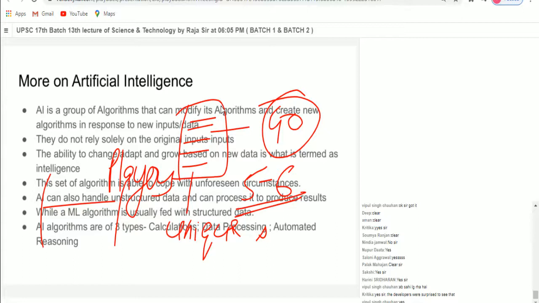Yes, Kritika, the developers were surprised to see this. So the computer developed its own strategy to deal with new kinds of situations, and eventually the computer was able to defeat the best of the players of the Go game. I do not know what this Go game is about. Is it clear, Meenu? Okay.